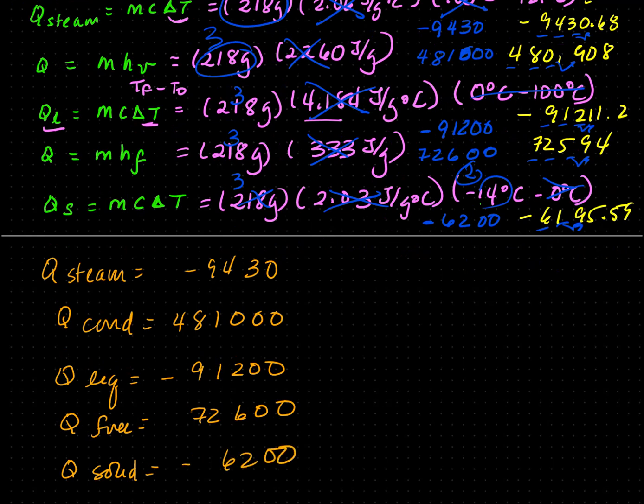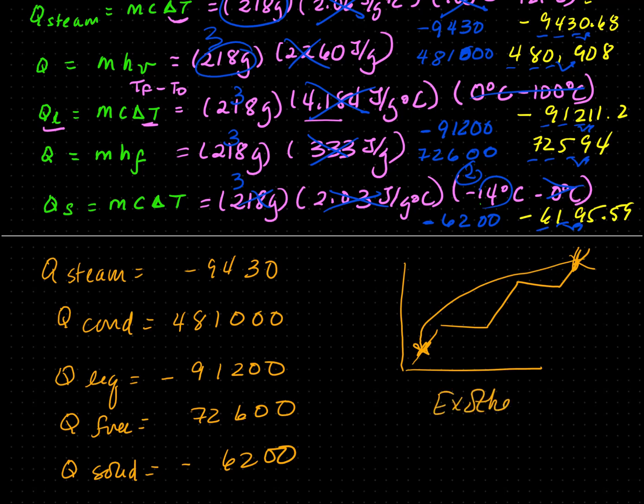So if you look at my Q's, half of them have a negative sign and the other half are positive. Since the problem said it went from steam, if I resketch the heating curve, it went from steam and it went down to ice. So that means heat is being removed. When heat is being removed, it is an exothermic reaction. Exothermic reactions are negative in sign.